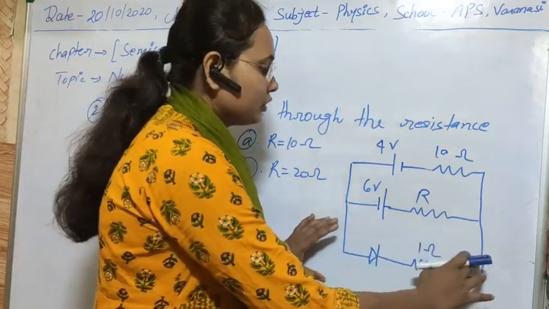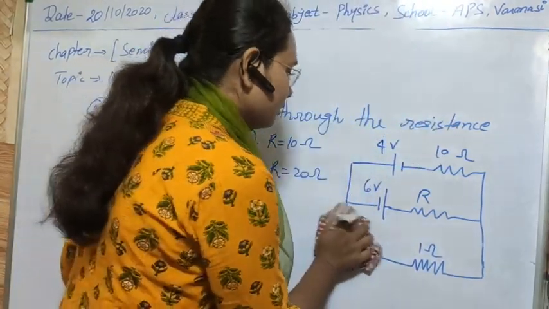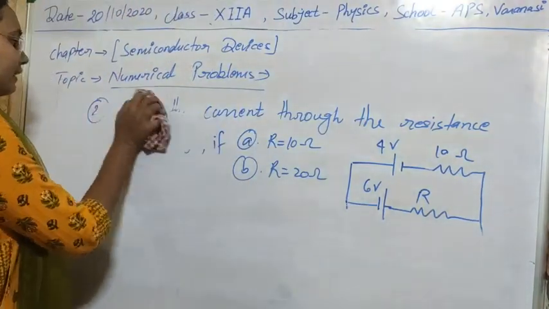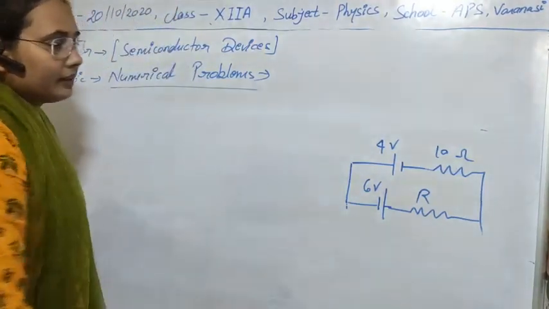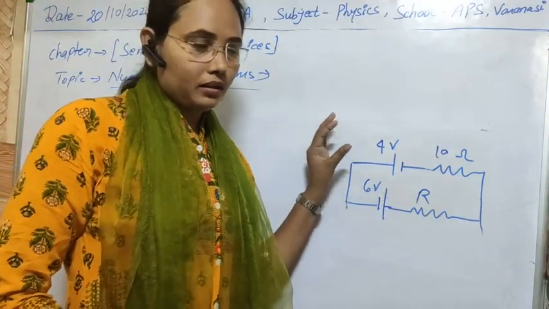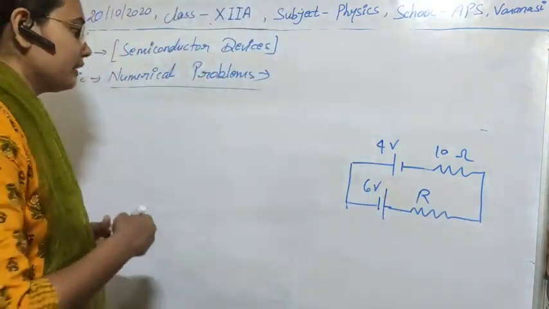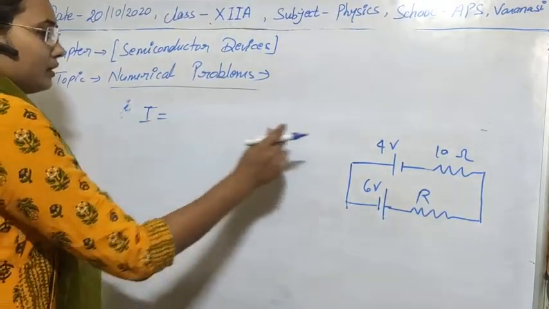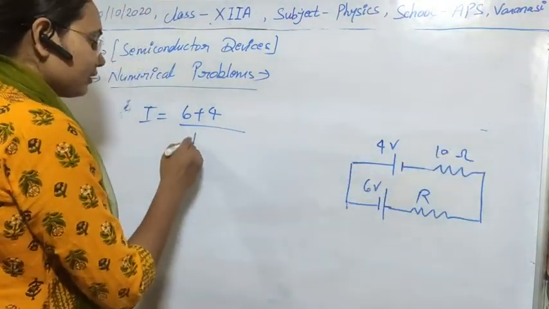If the current is 0, then we can eliminate this portion now, and we will have only this portion. Clear? So if we have only that portion, we can easily calculate the current in resistance R. As these two sources are in series, and these two resistances are in series also, what will be the final current? Simply, since they are in series, I equals (6 plus 4) V by R, and the total resistance will be 10 plus R.